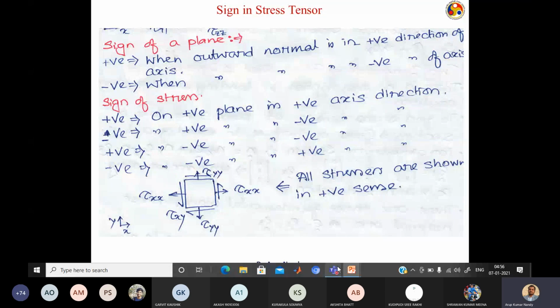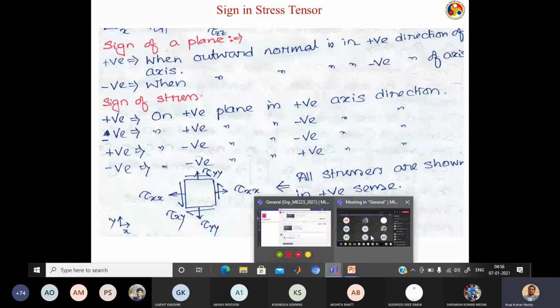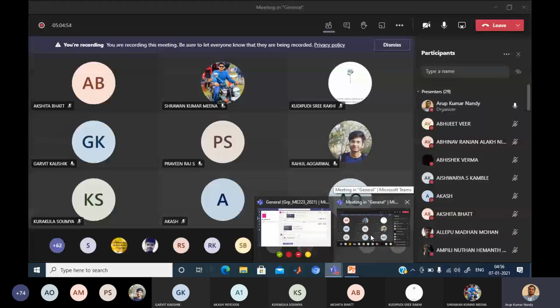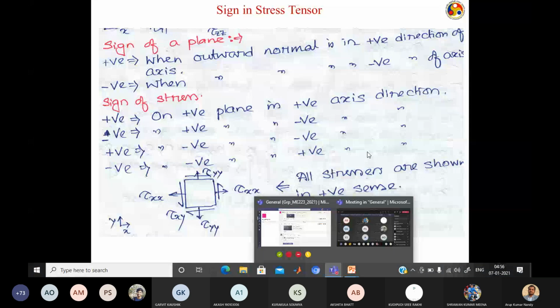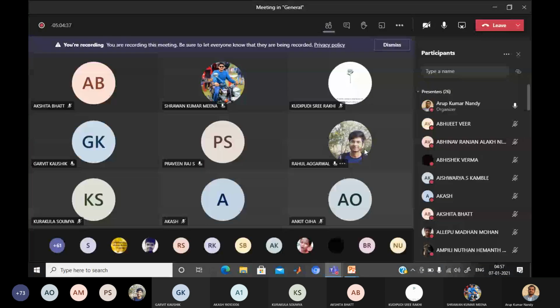Anybody else? Everybody understood? This is very important because in 3D it will be just an extension. So if you understand here, then in 3D it will be just an extension of this concept. Any other question?